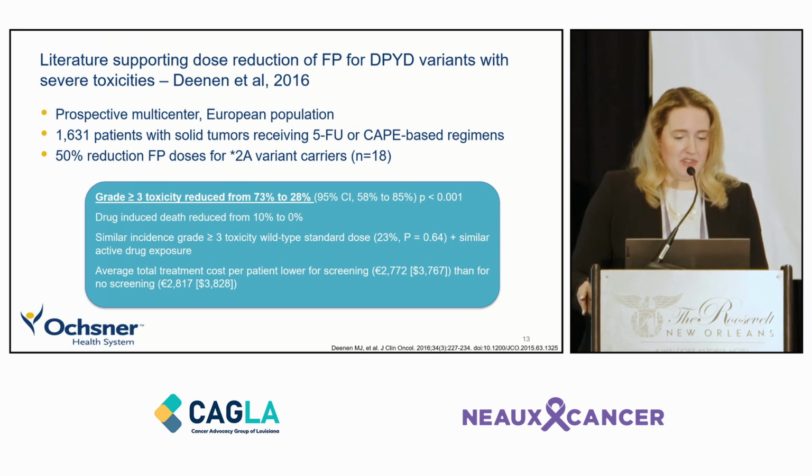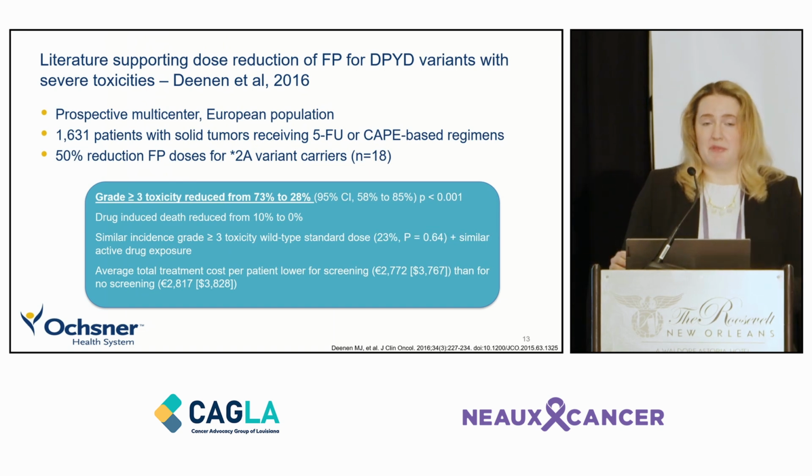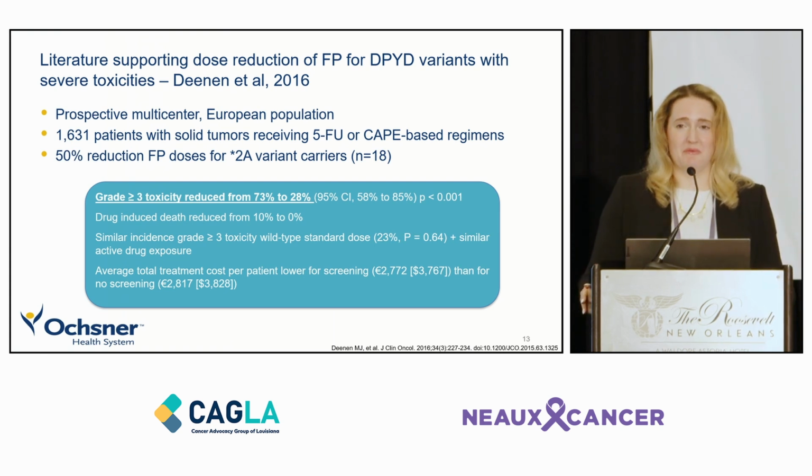And we see similar incidences of toxicities to our standard dose patients, where we test them, see they're wild type, and give a full dose, versus the toxicities we see when we give our DPD deficient patients the 50% dose reduction. So we are greatly improving from what we were doing before, and we're moving towards the normal standard of care toxicities we see with our standard doses.